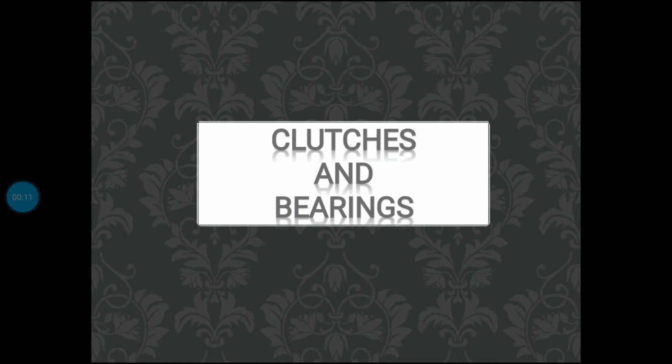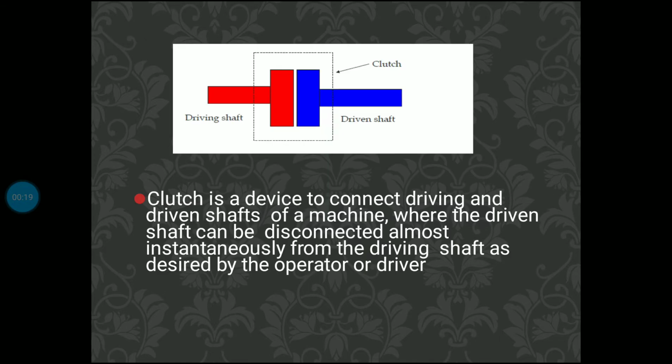In this class, we are going to discuss clutches and bearings. First of all, we are going to see about the clutch. A clutch is a device to connect driving and driven shafts of a machine, where the driven shaft can be disconnected almost instantaneously from the driving shaft as desired by the operator or driver.